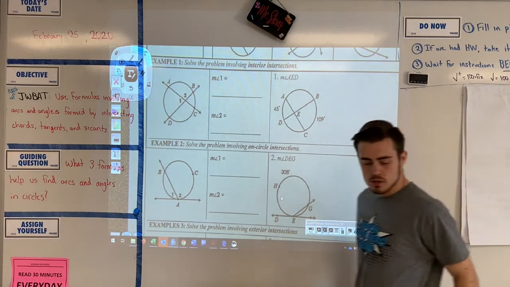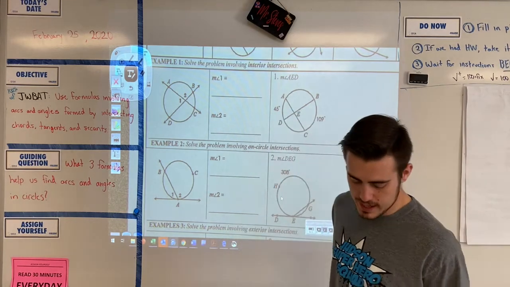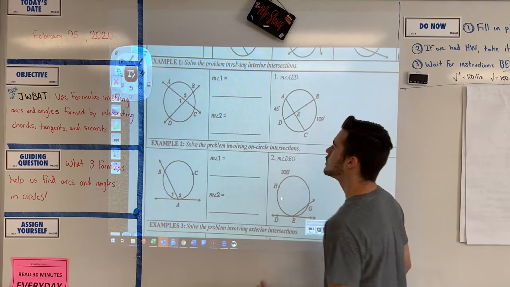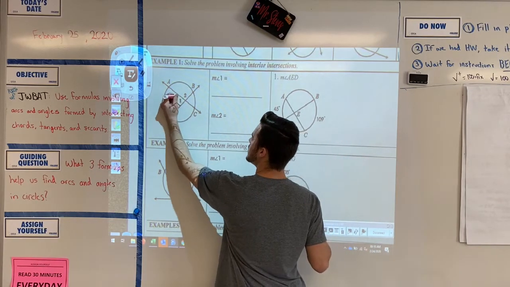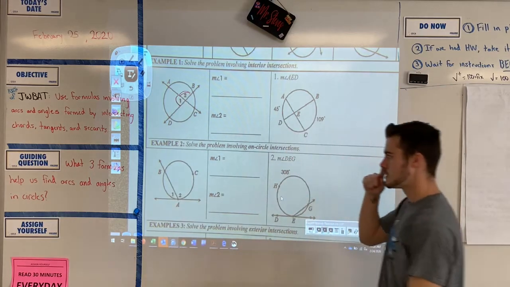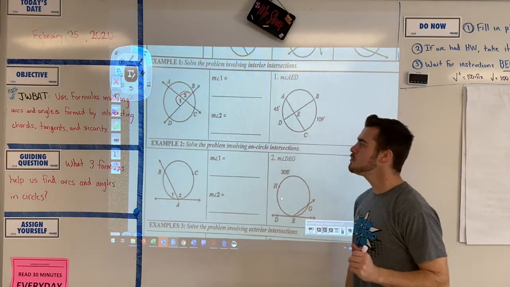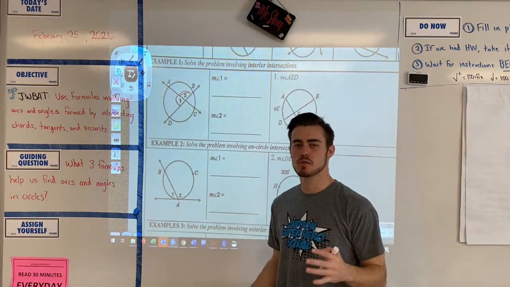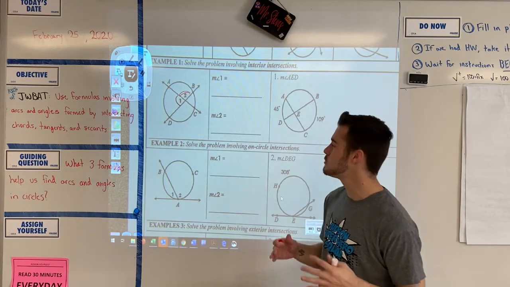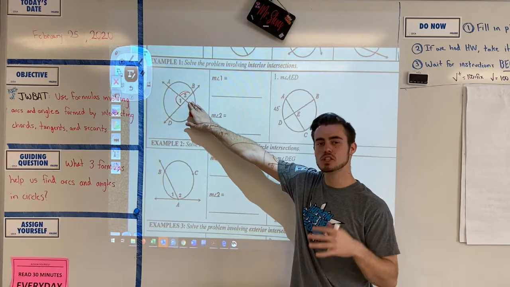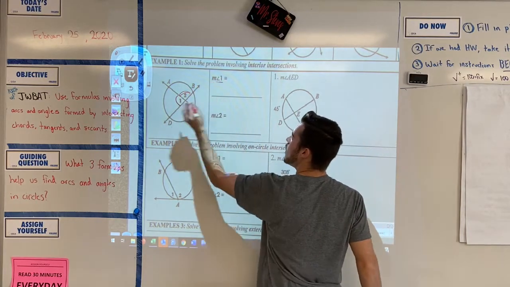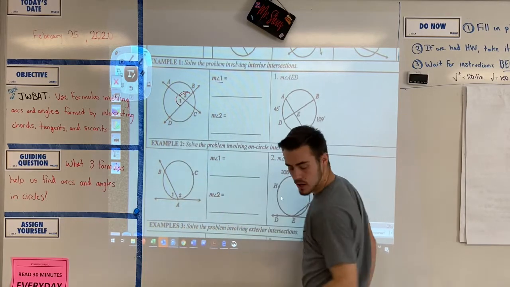All right, so the first relationship we're going to be looking at is when we have that intersection inside a circle. So we see right here we have angle 1, and we see right here we have angle 2. Now, whenever we have an intersection inside the circle, that tells me that I'm going to need to add some things together. So we always remember, interior intersection, we add.